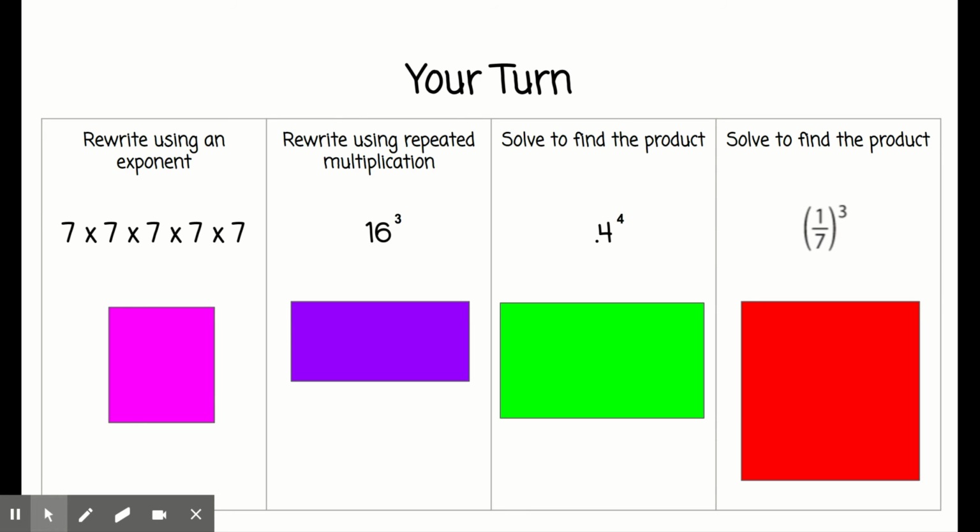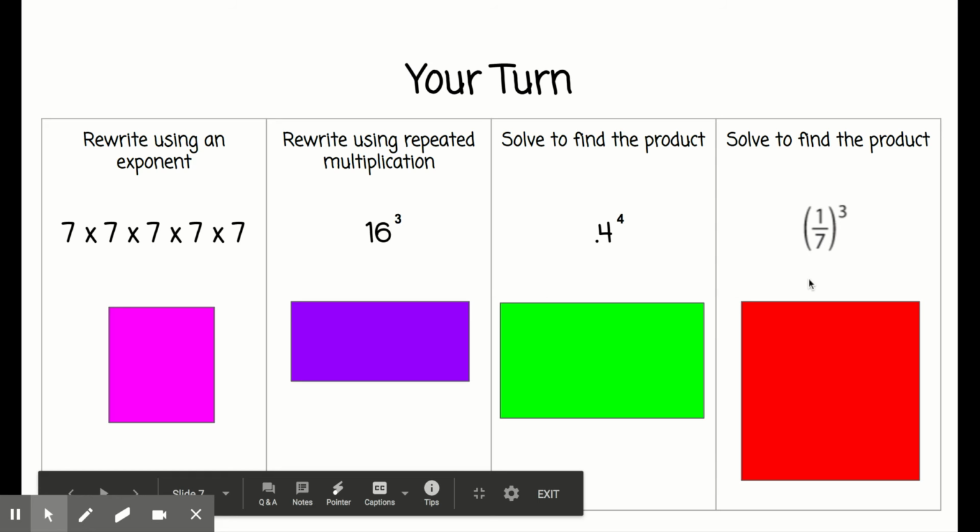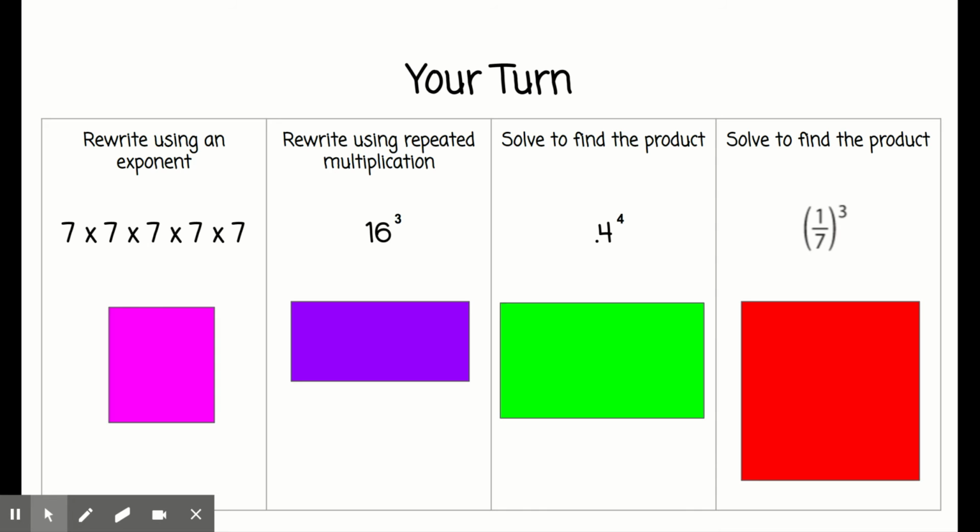So now it's your turn. And how this is going to work is you're going to pause the video. And when you pause the video, I want you to do each one of these problems on a piece of paper or on your whiteboard. Make sure you have all 4 done. And then you can come back and check your answers.